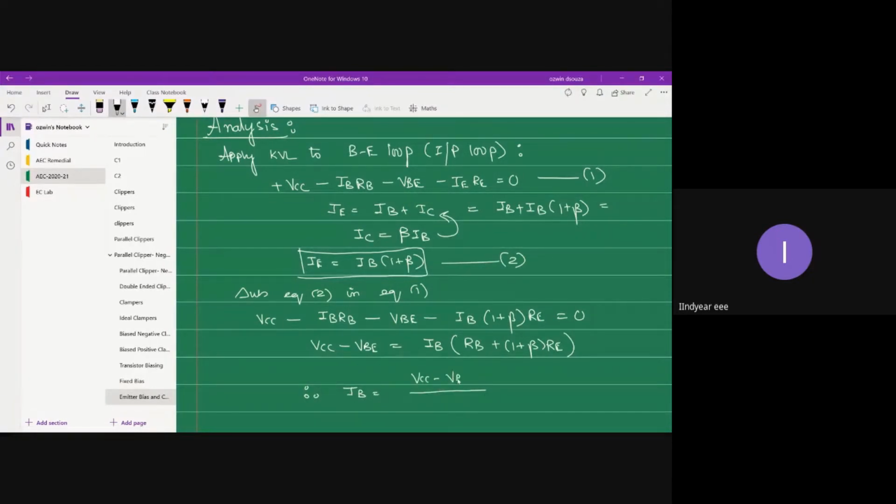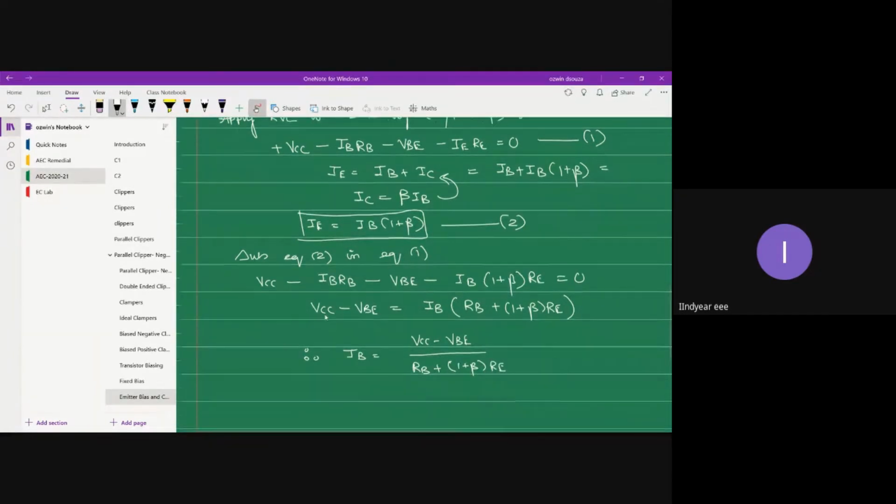VCC minus VBE, the difference in potential, divided by the resistance value. So it is RB plus (1 plus beta) times RE. Let's say this is your equation 3. Now I want you to observe very carefully over here. Equation 3 represents the base current equation for an emitter bias circuit.